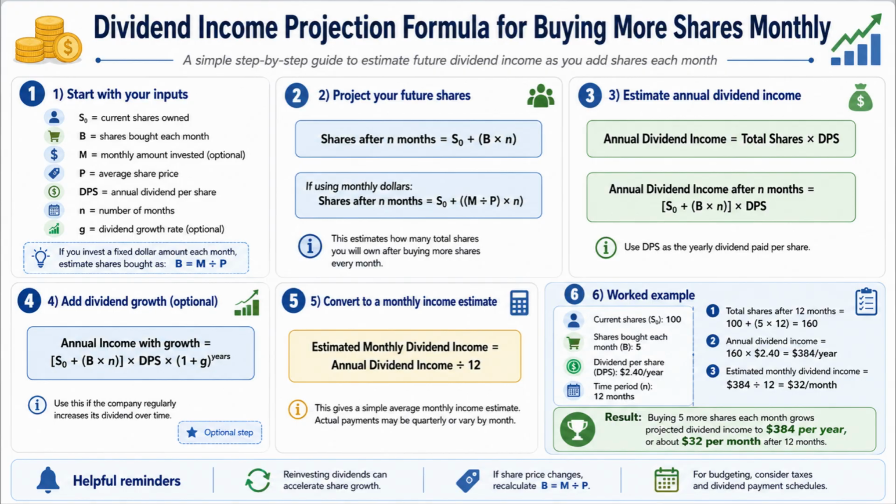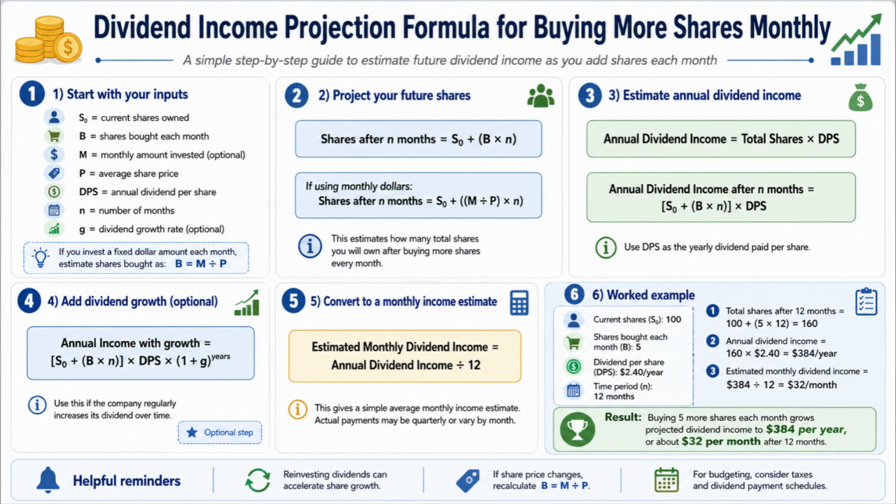In addition, you can include dividend growth if the company regularly increases its dividend. For this, multiply the annual dividend income by 1 plus the dividend growth rate raised to the number of years. This optional step can help you estimate a more realistic long-term income projection if dividends are expected to grow over time.